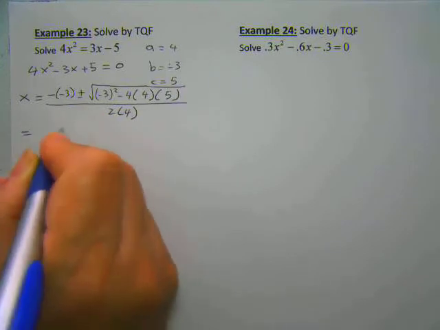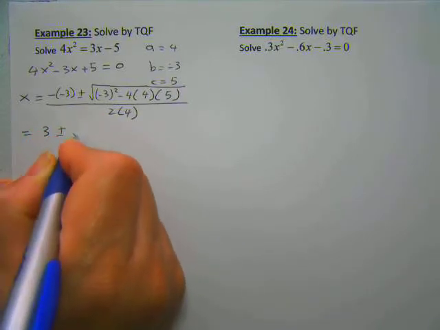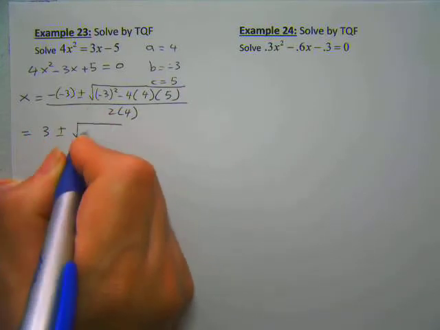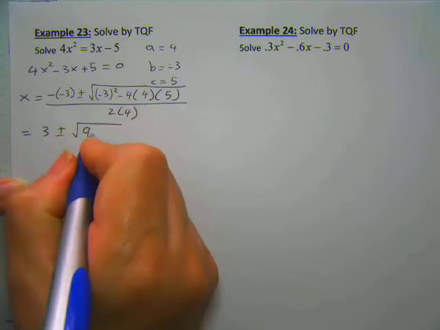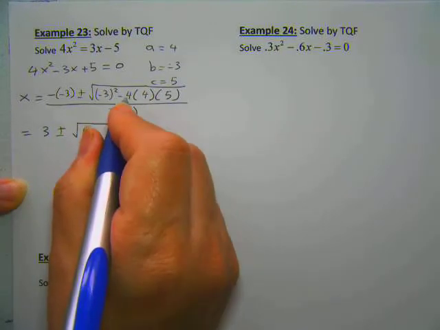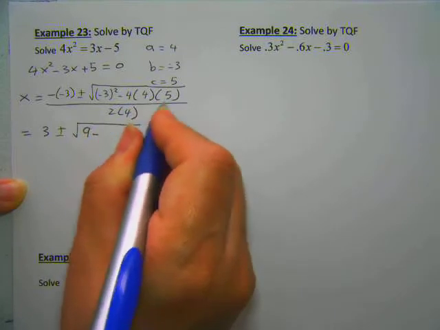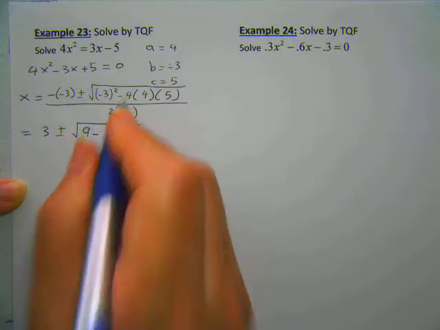And this is equal to 3 plus or minus the square root of 9 minus 4 times 4 times 5. 4 times 5 is 20, times 4 is 80.